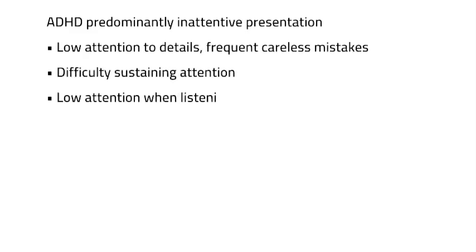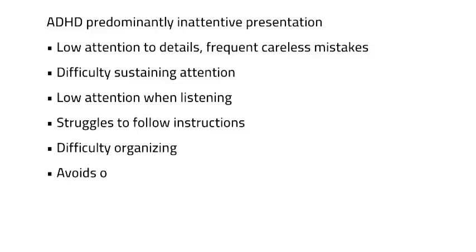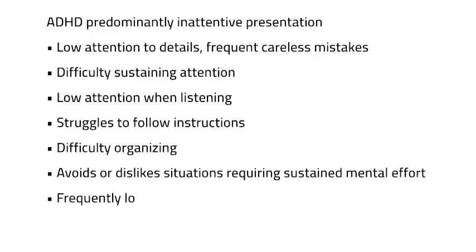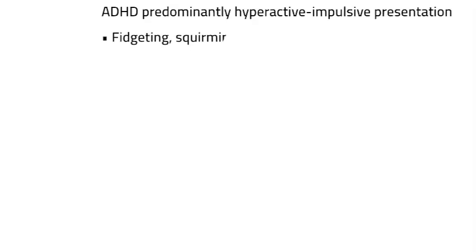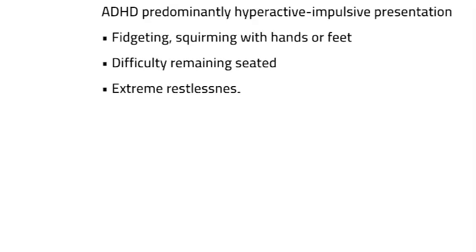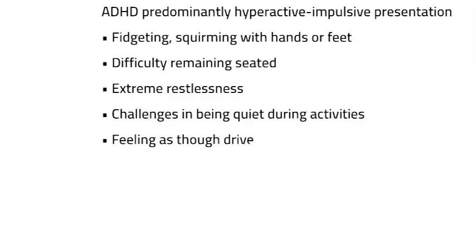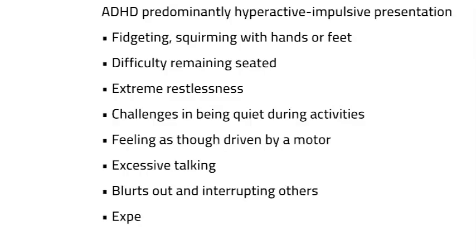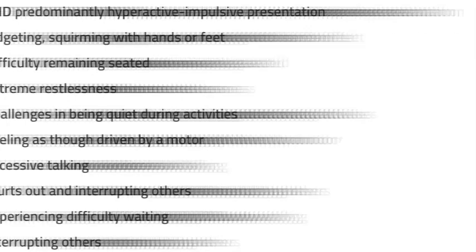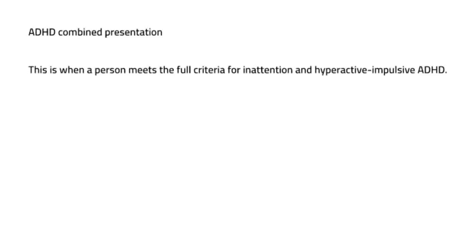There are three types. The inattentive presentation, you see some examples of that on the screen, some of the symptoms from the DSM-5. Also, predominantly hyperactive impulsive type, you see some examples of that on the screen. And there's the combined type, which is when an individual is experiencing the inattentive as well as the hyperactive impulsive types all together.